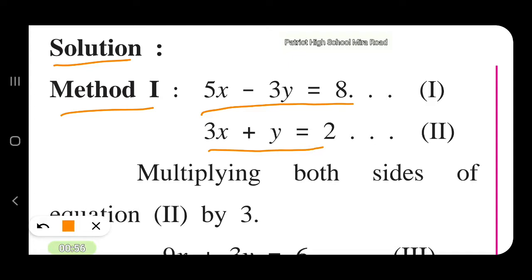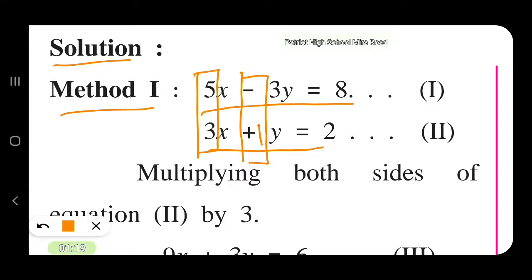Now we see that the coefficients are not the same. Coefficients of the first variable x are not the same. Coefficients of the second variable y are also not the same. Here we have nothing, meaning 1. So the coefficients are different.